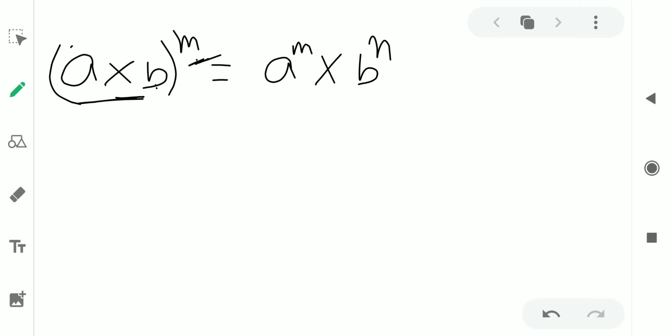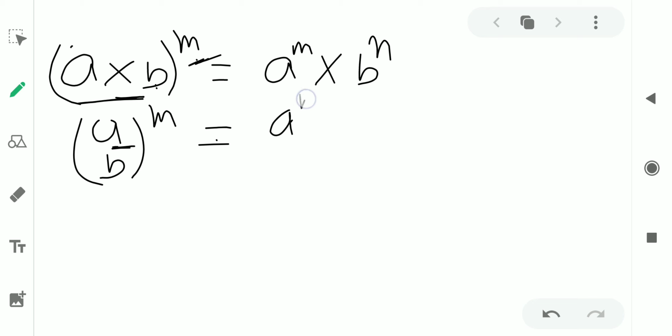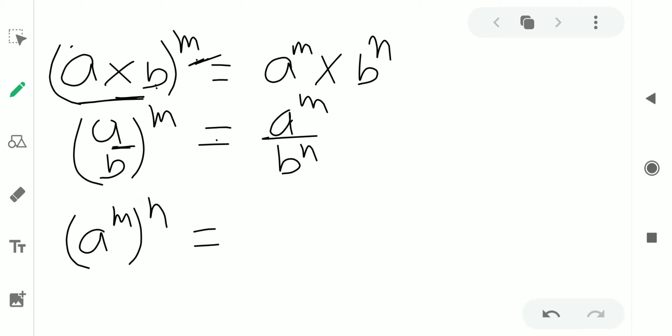The same happens in the case of a fraction. The formula is a by b whole to the power m, so similarly we can write a to the power m divided by b to the power m. Then we have the formula I just taught, a to the power m whole to the power n. If we have a number in the bracket as an expression in exponent form, and again we have a power, the powers are multiplied, so it is m into n.